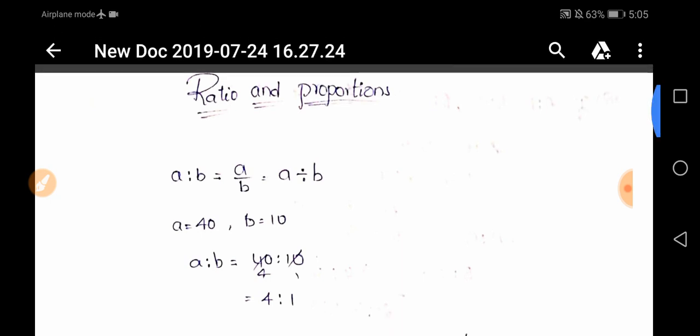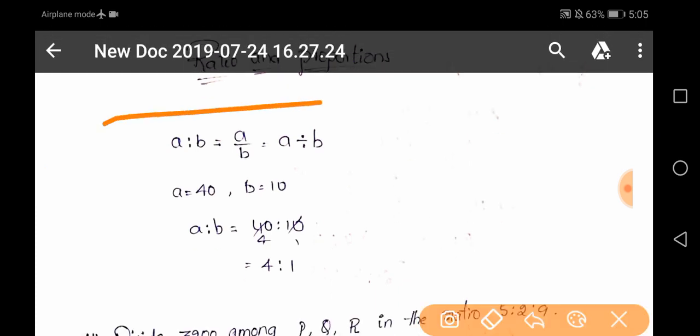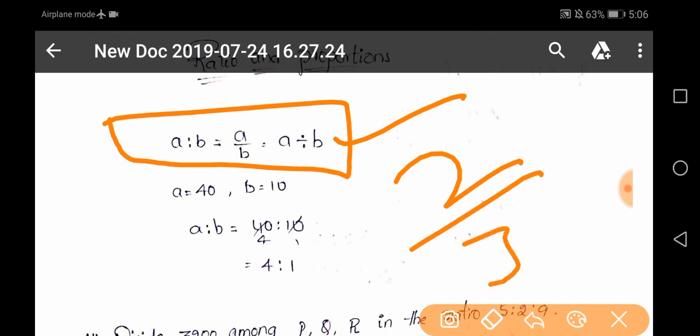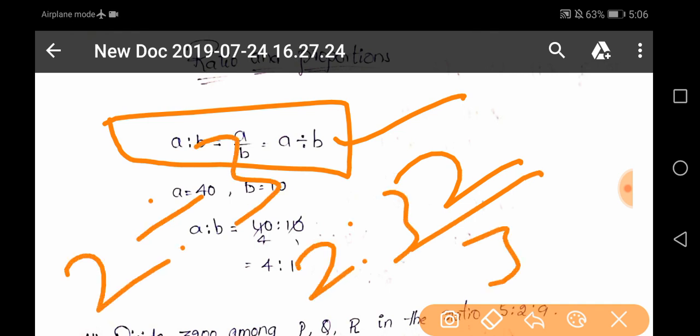So coming in detail about ratios and proportions, first of all let us know about this. A is to B equal to A by B equal to A divided by B. So these are all equal. If they give you 2 by 3, it is nothing but 2 is to 3, and also it is nothing but 2 divided by 3.